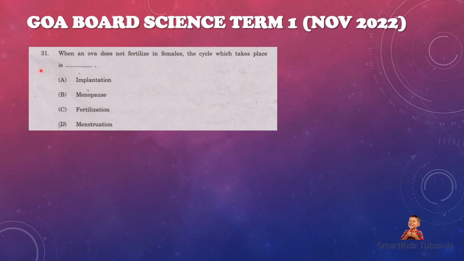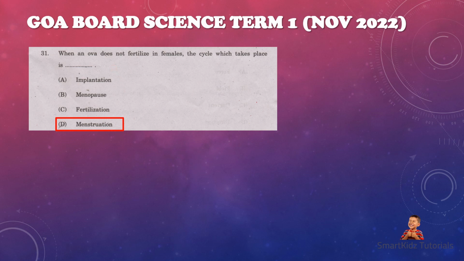31st, when an ovum does not fertilize in females, the cycle which takes place is menstruation. Do not confuse between menstruation and menopause. Menopause is a full stop to the menstrual cycle. Menstruation takes place in this case when the egg does not meet the sperm.